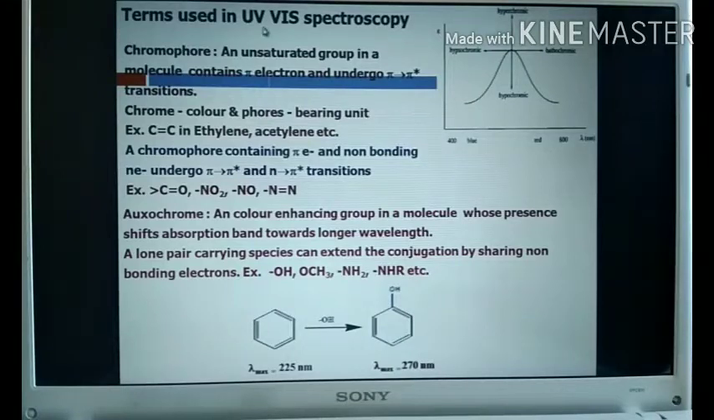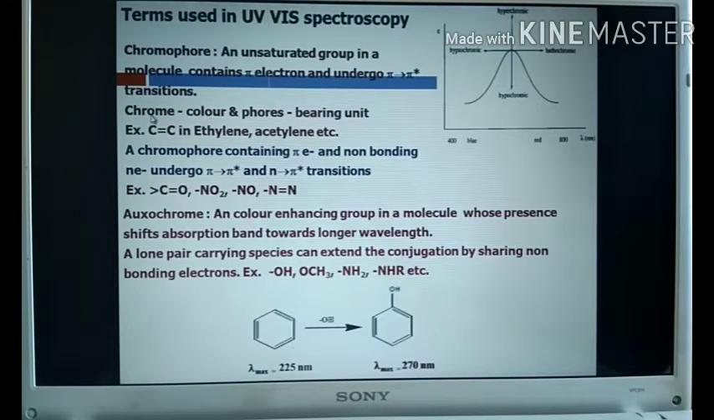Let me see the terms used in UV visible spectroscopy. The first one is chromophore. An unsaturated group in a molecule contains pi electrons and undergoes pi to pi star transition. Molecule containing pi electrons, pi bond, undergoes pi to pi star transition, isn't it? So whenever there is a pi bond present in the molecule, it shows a color.